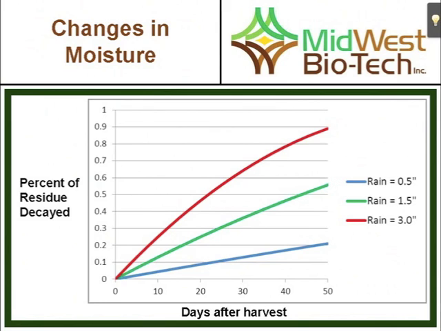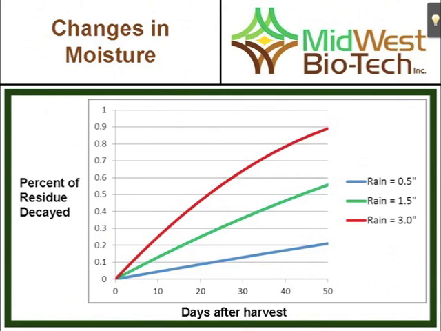You can't really control that, other than trying to improve the aeration and water percolation through your soil. Things like no-till farming, cover crops, anything else you can do to reduce compaction and improve air and water movement through the soil is going to help the residue decay as well. So those are other factors.